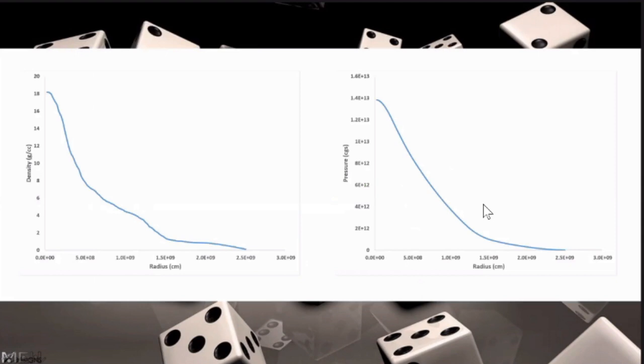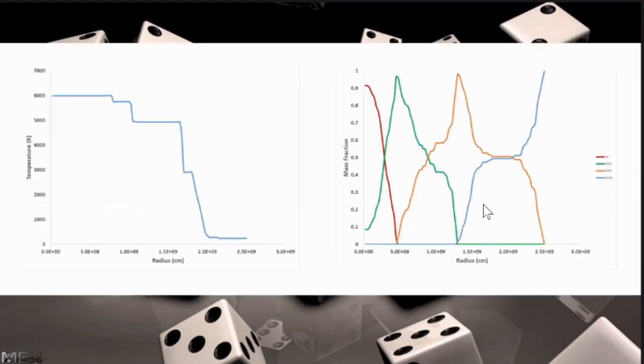Let me show you what some of these models look like in the interior. So here's one particular model. You see the density distribution on the left and the associated pressure. So the density is, I think, pretty high for what I would be used to in classical models, 18 grams per cubic centimeter. And the associated pressure is high too, it's about 14 megabars. And here is the temperature distribution that you get with this.